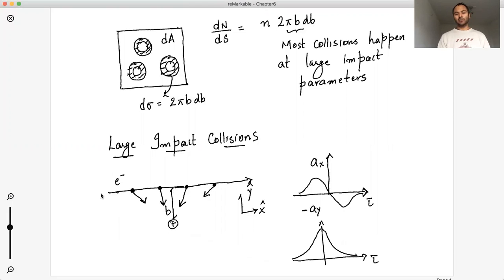So when the electron is far away, the force is small because the distance is large, and the force is largest when it's at its closest impact, at a distance of b. The direction of the force is always pointed towards the scattering center. In this case, I've assumed that the proton is so massive that it essentially remains fixed, and the electron is 2000 times less massive, so it is the one getting accelerated.